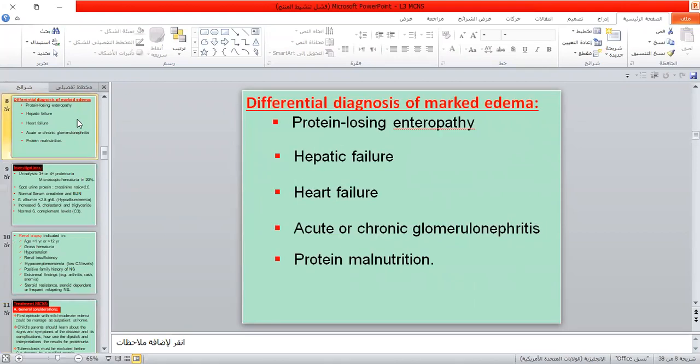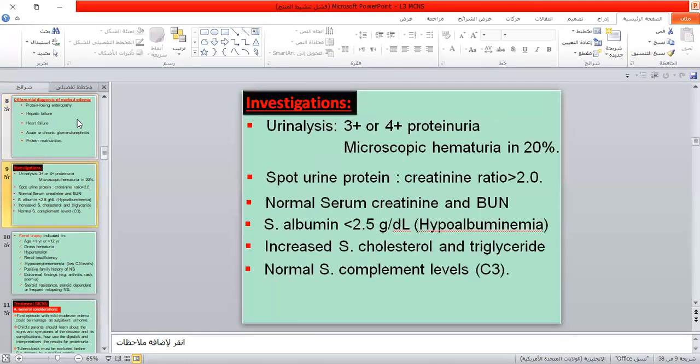Differential diagnosis of marked edema. Any patient presented with severe edema, I must consider, in addition to the nephrotic syndrome, protein losing enteropathy, hepatic failure, heart failure, acute or chronic glomerulonephritis, and protein malnutrition. يعني any patient with massive or severe edema, نخلي in addition to the nephrotic syndrome, protein losing enteropathy, hepatic failure, heart failure, acute or chronic glomerulonephritis, in addition to the protein malnutrition.